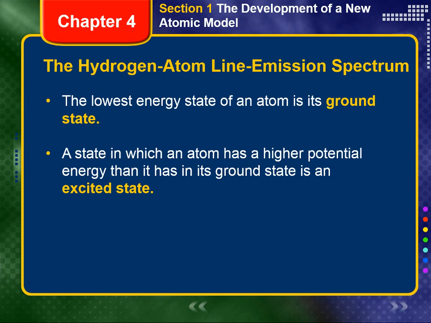The hydrogen atom line emission spectrum. When current is passed through a gas at low pressure, the potential energy of some of the gas atoms increases. The lowest energy state of an atom is its ground state. A state in which an atom has a higher potential energy than it has in its ground state is an excited state. When an excited atom returns to its ground state, it gives off the energy it gained in the form of electromagnetic radiation. The production of colored light in neon signs, as is shown in figure 4-4 on page 94 of your text, is a familiar example of this process.